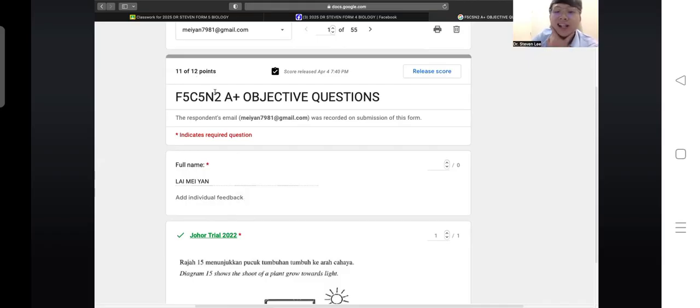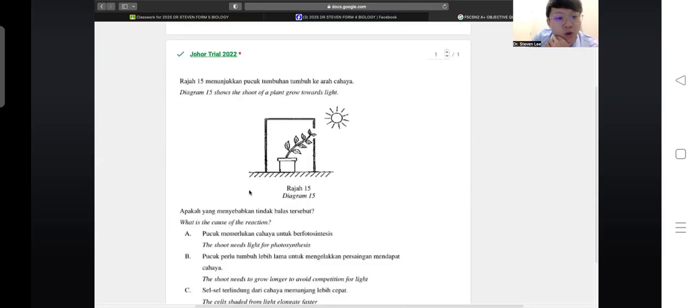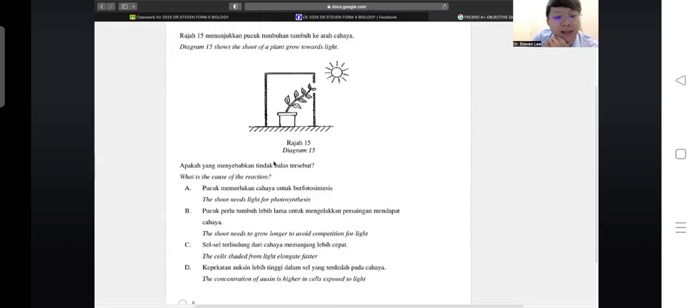This one is regarding last week's lesson, basically note 2. New students, you will not be able to access this. Today we are on note 3, so this is note 2. We just quickly go through it. Johor Trial 2022: Raja menunjukkan pucuk tumbuhan yang tumbuh ke arah cahaya. Apakah yang menyebabkan tindak balas tersebut? You have to see the question properly.